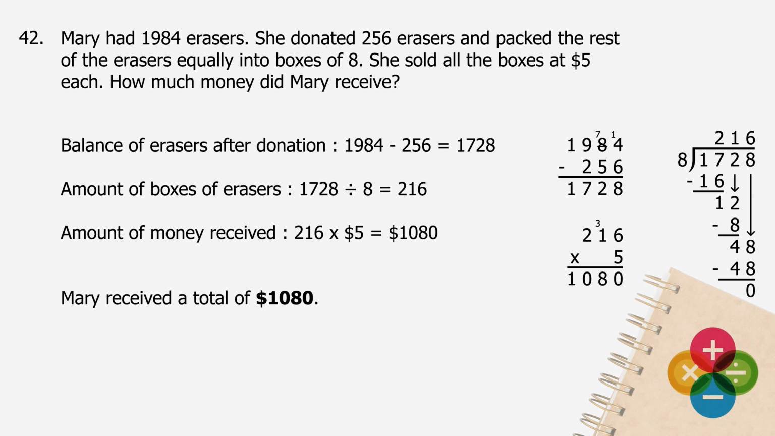The number of erasers left after donation will be, subtract 256 from 1,984, and the difference is 1,728. The number of boxes of erasers will be, divide 1,728 by 8, and the quotient is 216. The amount of money received will be, multiply 216 by 5, and the product is 1,080. Mary received a total of $1,080.